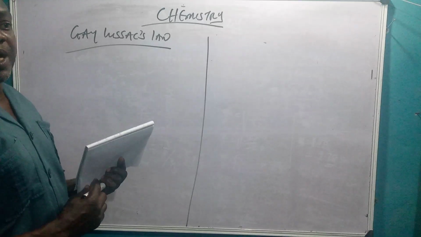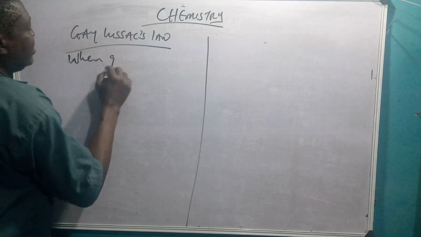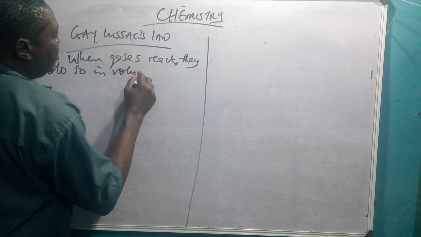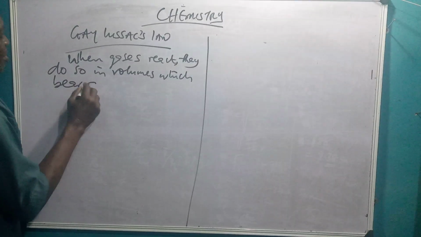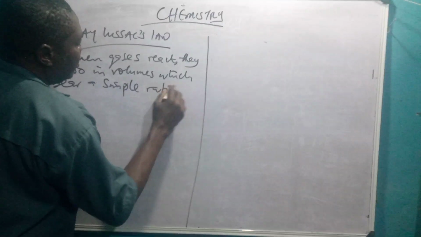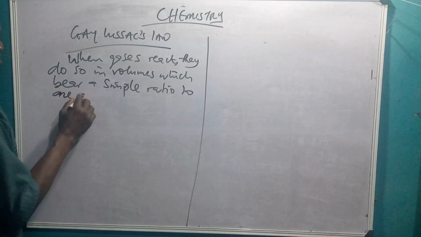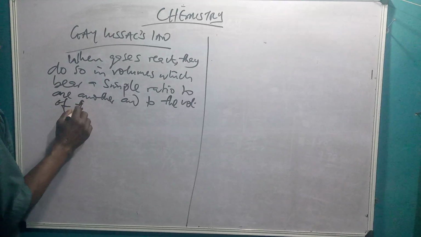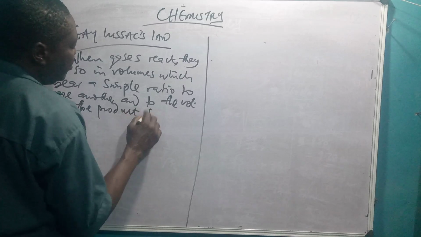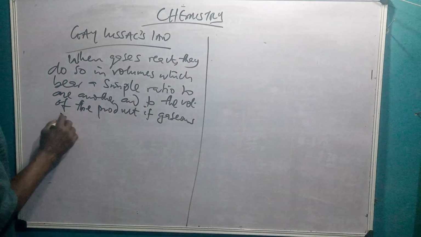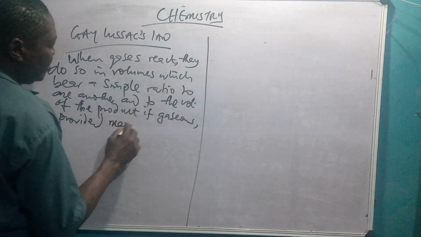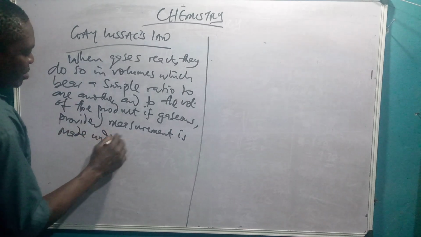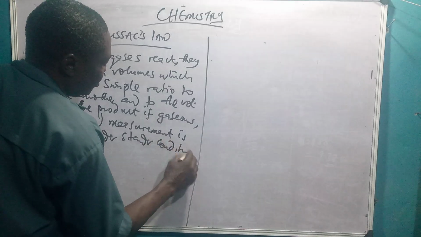So Gay Lussac's law states that when gases react, they do so in volumes which bear a simple ratio to one another, and to the volume of the product if gaseous, provided measurement is made under standard condition. So that's Gay Lussac's law.